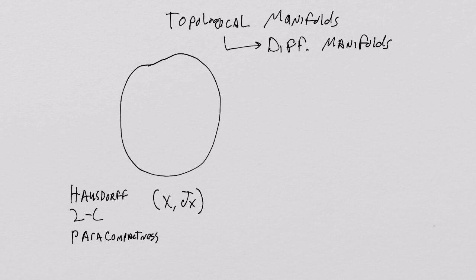Second countable means that any open subset of our space can be produced by a countable basis, so that the basis of this space has to be able to produce all of its open sets with a countable basis. That's very important for our notion of a topological manifold.